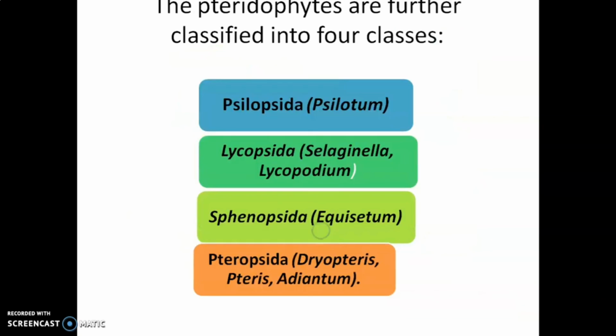Okay, children. Then the pteridophytes are further classified into four classes: Psilopsida, Lycopsida, Sphenopsida and Pteropsida. Psilotum is an example for Psilopsida, Selaginella and Lycopodium are examples for Lycopsida, Equisetum is an example for Sphenopsida, and Pteris and Adiantum are examples for Pteropsida. You just study the names of the classes. No need to explain the characteristics of them. So I hope you understood the division pteridophytes.